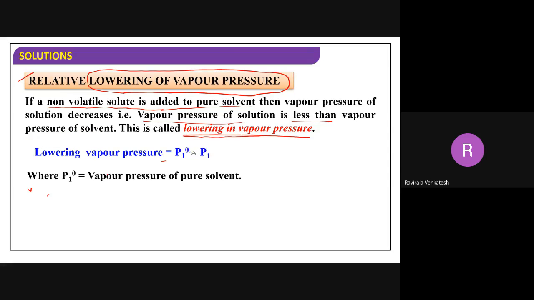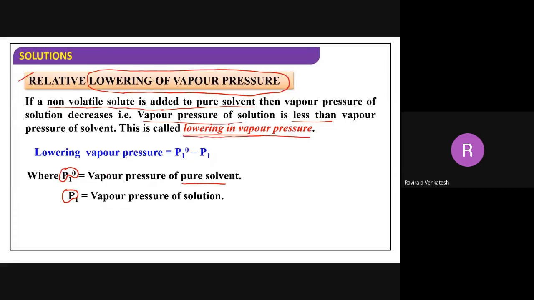Now P naught means, beta, this P naught is what? Vapor pressure of the pure solvent. When you write here P naught, leave the one; one is not the first component maybe. This is the vapor pressure of the solution. Correct or not? So this you are to take. Vapor pressure of the solvent, vapor pressure of the solution.